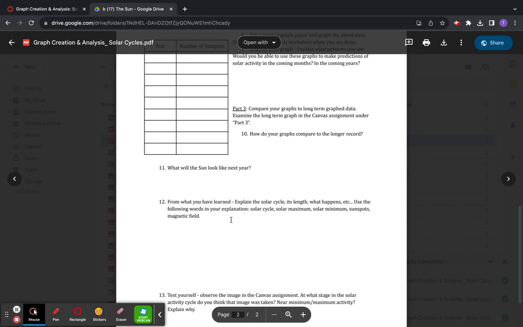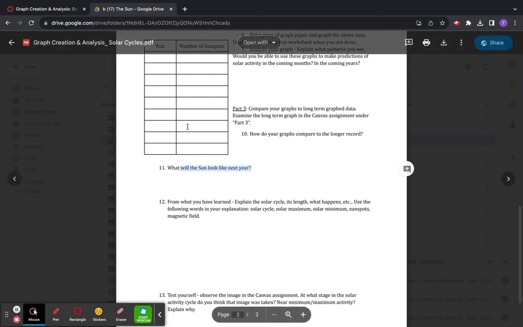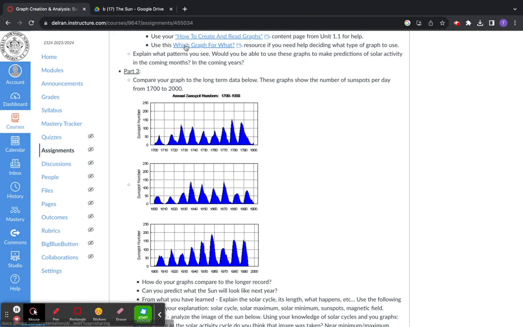So what you're going to do is answer these questions. How does your graph compare? Did you find similar data? Is it different? And using this data and your own data, do you think that you'll be able to see what the sun will look like next year? Meaning, how many sunspots do you think it'll have next year?